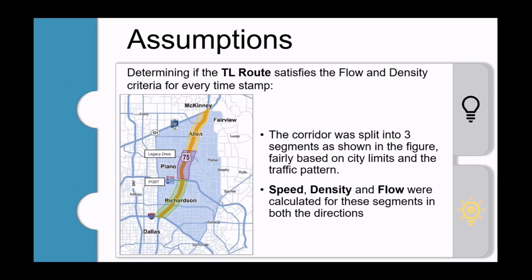So the corridor itself has its own characteristics. Southbound side is the peak direction during the AM peak period, and the northbound has its directionality in the PM peak period. And the green box you see, that's the area between 635 and PGPT. That is heavily congested as compared to the yellow box sections that you see, which is between Legacy Drive and 121. So in order to maintain the characteristic feature of the corridor itself, the entire corridor was split into 3 parts, and the weighted flow, density, and speed was estimated for these 3 segments separately.